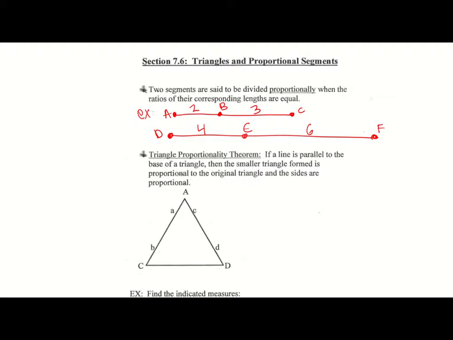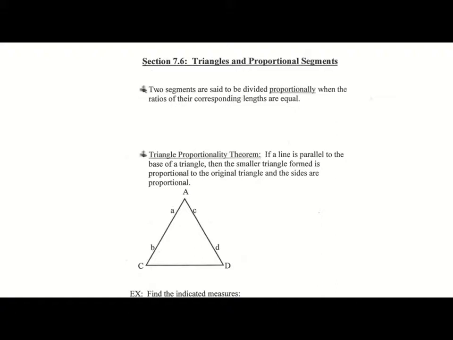E and F, we've got to set up our proportion. So we would have the ratio of the first segment, which would be 2 to 3. And that would need to equal the ratio of the second segment. When we look at the 4 over 6 between the two segments, when you simplify 4 over 6, you get 2 over 3. DE, and those are equal. That means that the two segments are divided proportionally.